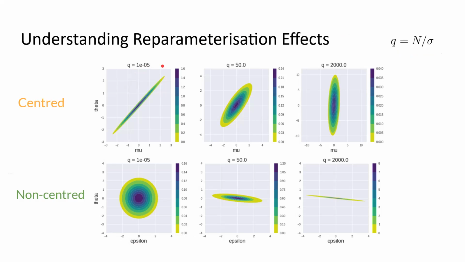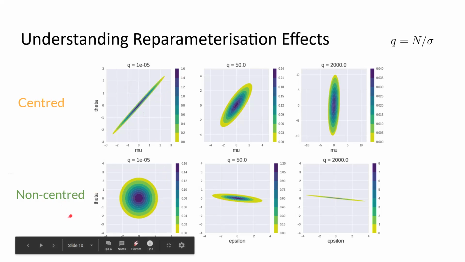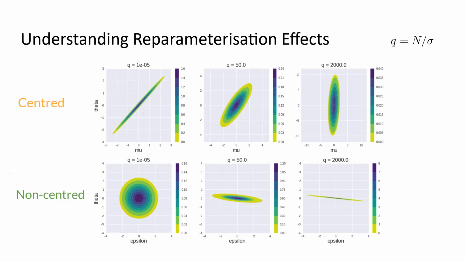What we observe is that when we have low q, which essentially means a smaller number of data points, the centered parameterization defines a density that is quite ill-conditioned. It's very thin. It will be hard to explore, right? We're assuming Metropolis-Hastings, I suppose, for this. And then in the non-centered case, we have something close to the spherical Gaussian that we saw before.